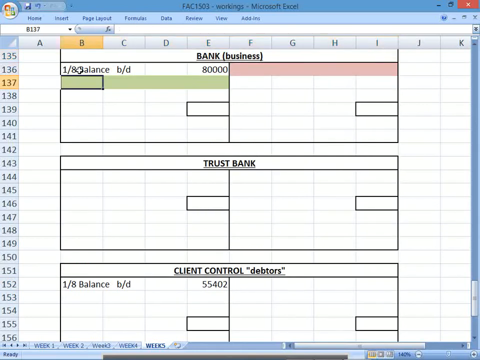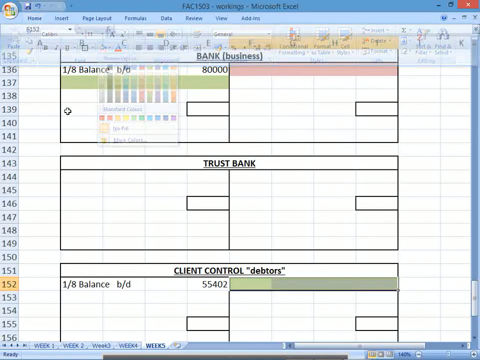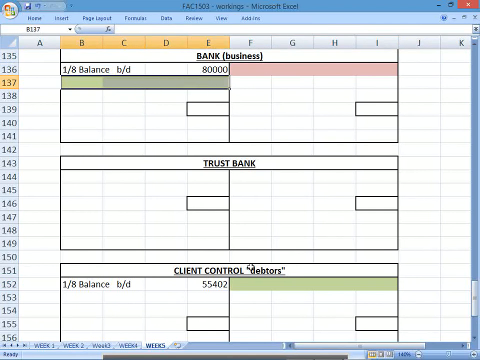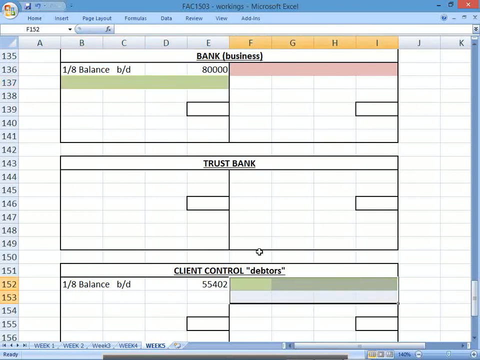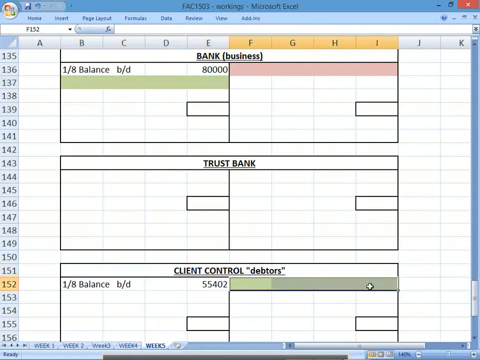So in bank, you're going to reference the client control. See, there's the contra account. Now you can see the debit there and the credit here. That's important. Every debit has a credit, even in the T account. So here by business bank, here by client control, you're going to reference it.